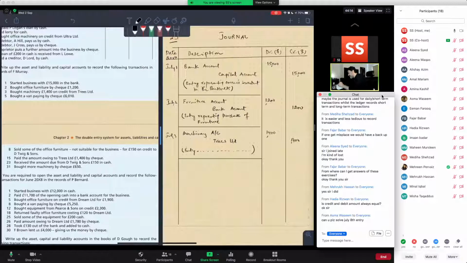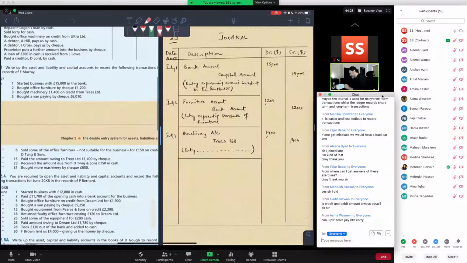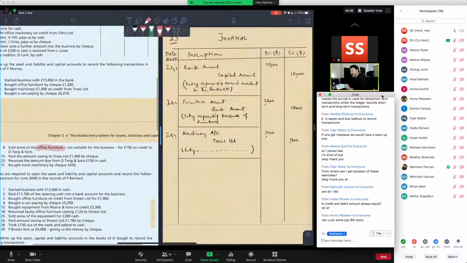So what is happening here? Let me use here. So we have sold the office furniture. So that means our asset is decreasing. So office furniture is what we will credit because our asset is decreasing. Office furniture is what we are losing. But at the same time, D. Twigs and Sons is becoming a receivable, a debtor to us. D. Twig and Sons, they owe us this $150.